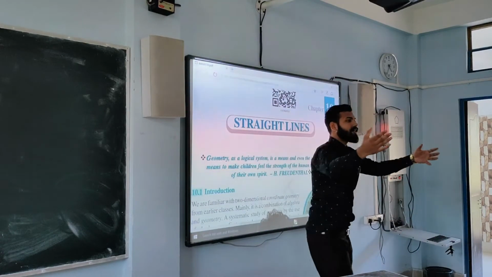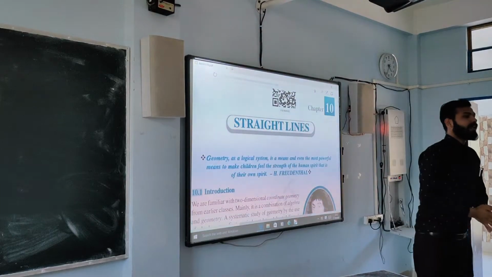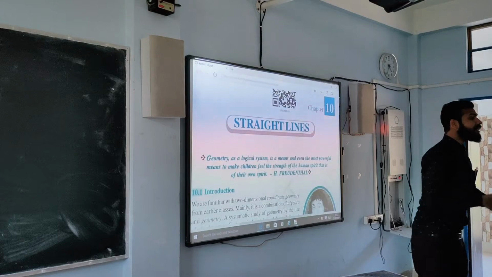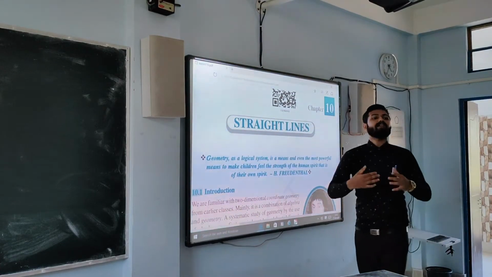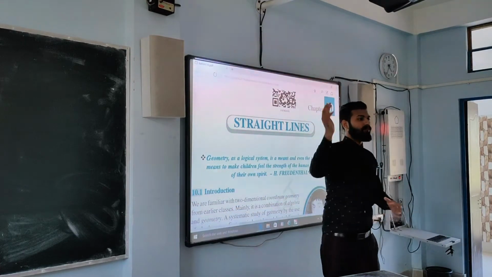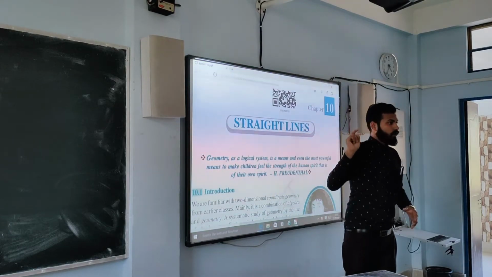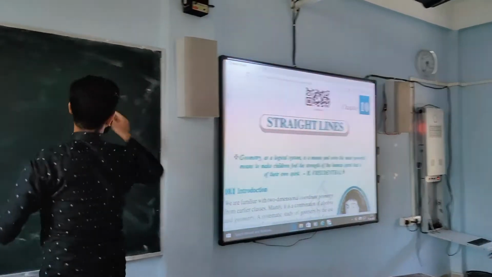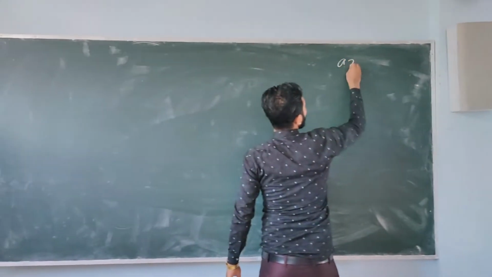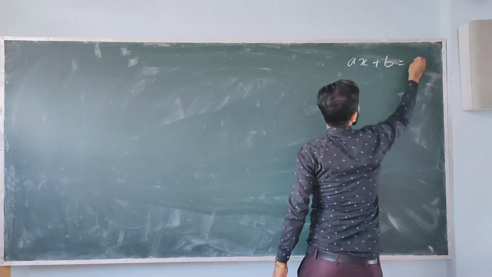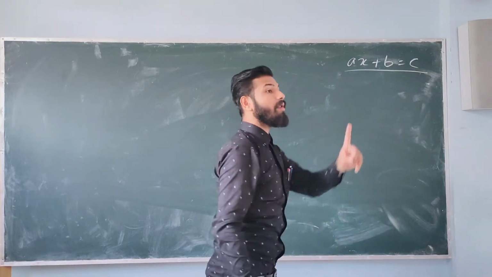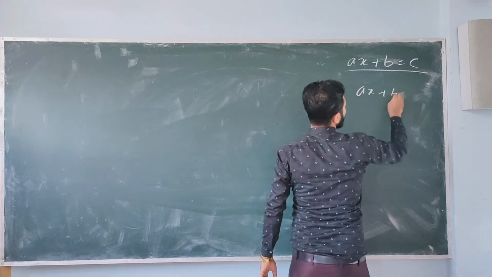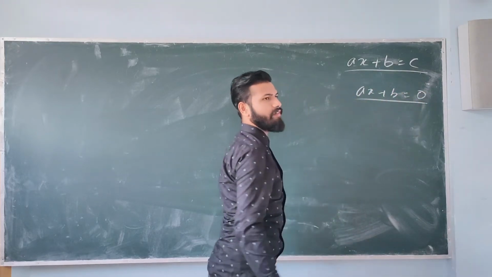We got it in class 9 also, and 10 also: linear equation in 2 variables, linear equation in 1 variable. Linear means what? Linear means straight line. Linear graph means straight graph. In class 9 also you got this question. Linear equation in 1 variable means ax plus b equal to c. There is only 1 variable. Or you can say ax plus b equal to 0. This is called a linear equation in 1 variable.